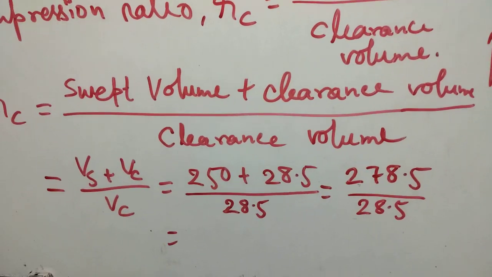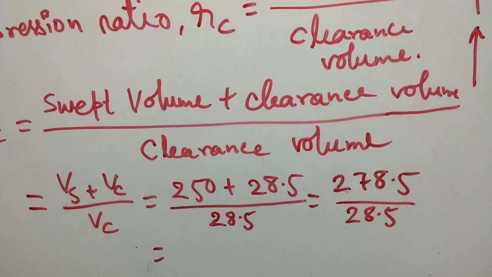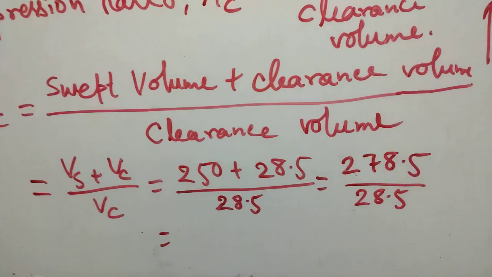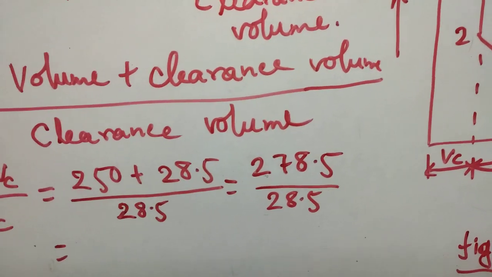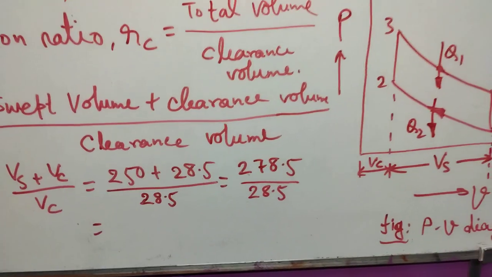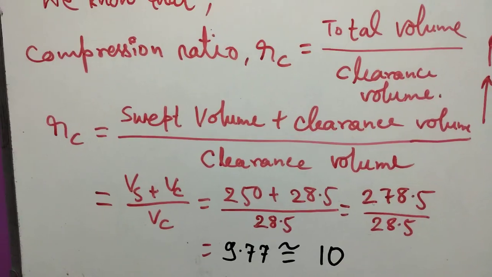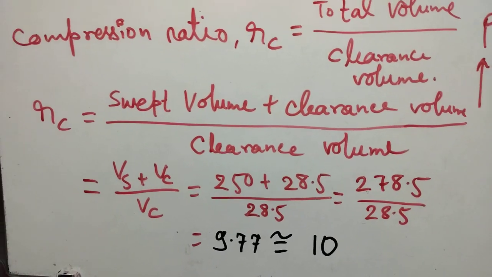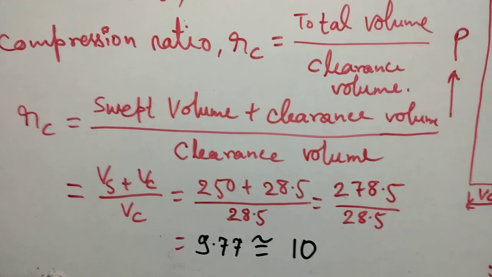Now we put the values. Swept volume is 250 cc plus 28.5 clearance volume, divided by the clearance volume value. The summation gives 278.5 divided by 28.5. Now the value is 9.77. Rounding up the value, the compression ratio equals 10.